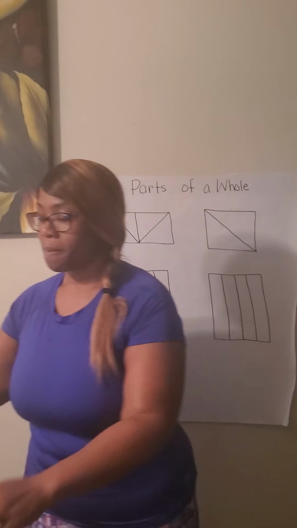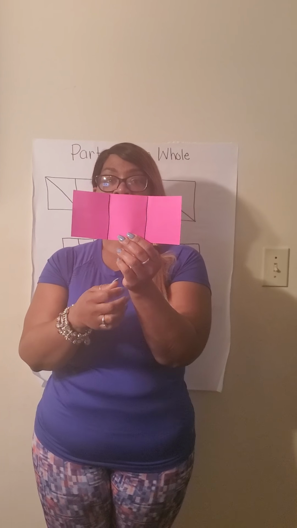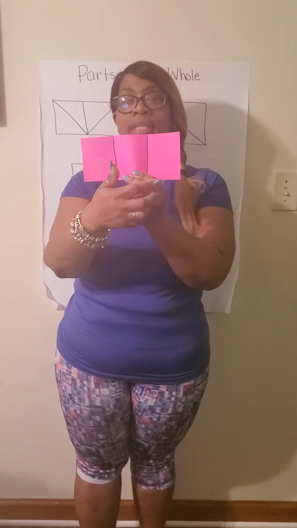All right. Our next one. How many sections do you see on this one? 3. You have 1, 2, 3. And when it's divided into 3 equal parts, it's called what? Thirds. So this is 1/3, this is 1/3, and this is 1/3. So it makes the whole, or we could say 3/3.